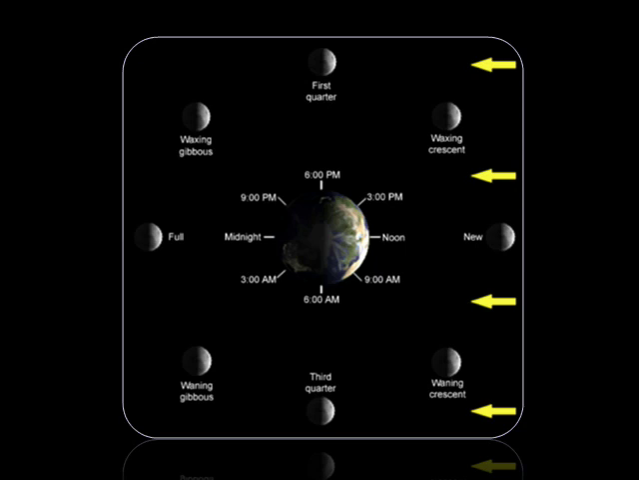Here we see 8 moons. There aren't 8 moons. This is the same moon in 8 different positions. If we imagine that the moon was in the rightmost position, the one that's labeled new, then the only way that we could see this moon is if we were standing on the surface of the Earth somewhere between 6 a.m. and 6 p.m. If we're on the far side of the Earth between 6 p.m. and 6 a.m., this moon is obscured by the Earth itself and is impossible to see.